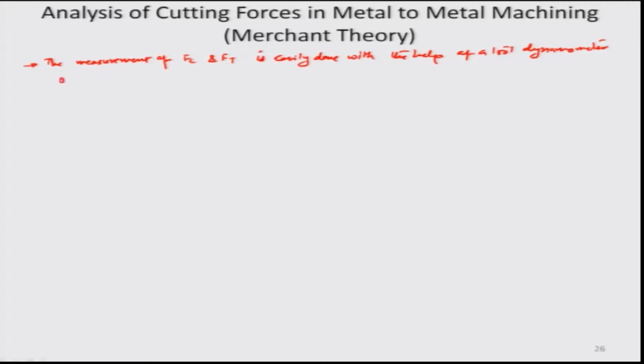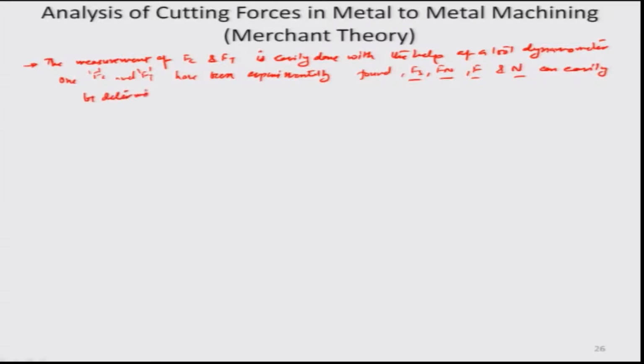So, once Fc and Ft, that is the cutting force and the tangential force, have been experimentally found, Fs, Fn, F and N, that is the shear force, the normal force along the shear plane, the force of friction and the normal reaction along the tool rake face, can easily be determined from earlier equations 3 to 6, which is represented here.